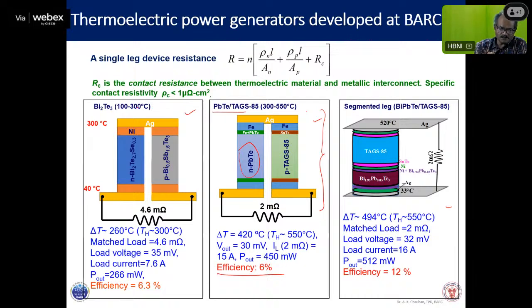Similarly, for the low temperature range, 100 to 300 degrees centigrade, they are using bismuth, tellurium, and selenium, and bismuth, antimony, and tellurium. That is the N-type material and the P-type material, and one end is at 300 degrees centigrade, another is at 440 degrees centigrade, and the efficiency obtained is nearly 6.3%. In the segmented devices, where one end is at around 550 centigrade and another is near room temperature, the efficiency achieved is around 12%.